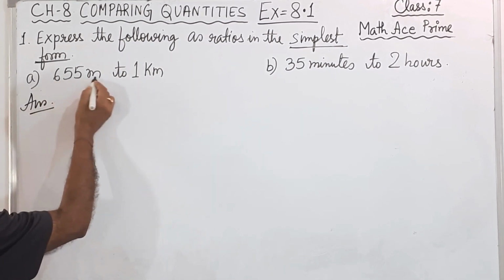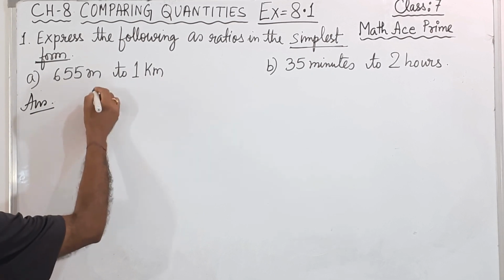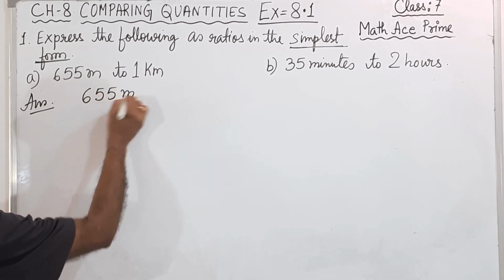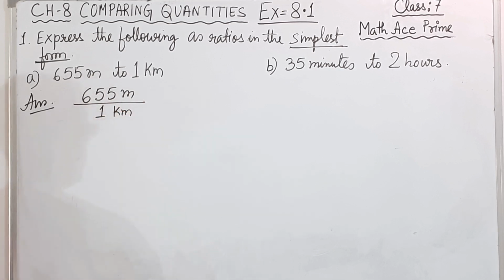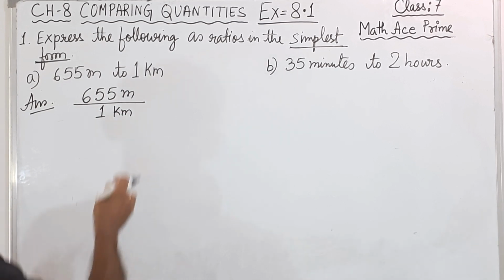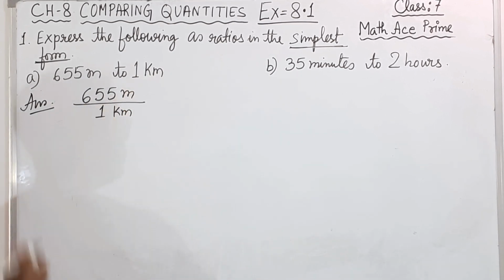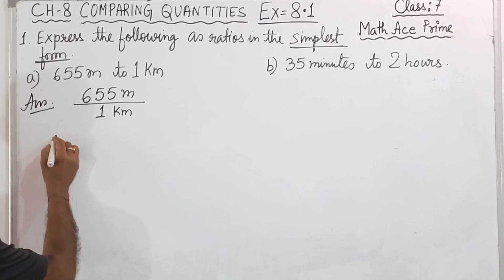Yes, 655 meter to 1 kilometer. So can I write it this way? 655 meter by 1 kilometer. Now the ratio should be of the same kind, but here one is meter and one is kilometer. We cannot do this, so we have to change it.